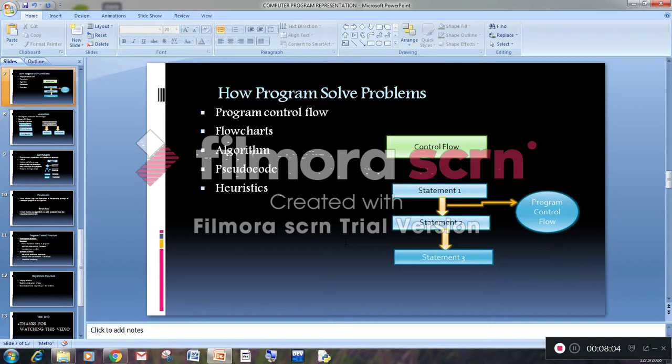So how do programs solve problems? It's the most important thing that we are discussing. Through five things we can solve a problem by writing a program: program control flow, flowcharts, algorithms, pseudocode, and heuristics. Control flow. The flow of execution means that it executes the statements in sequence. For example, statement 1 is executed, then the control moves to the second statement, and so on.